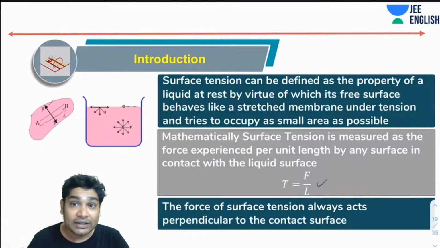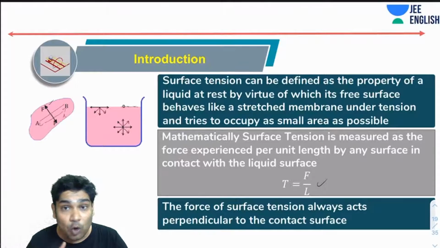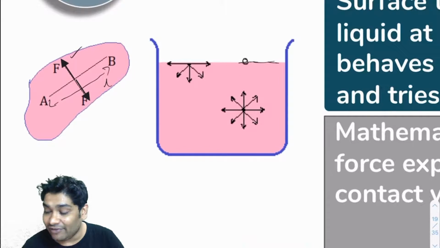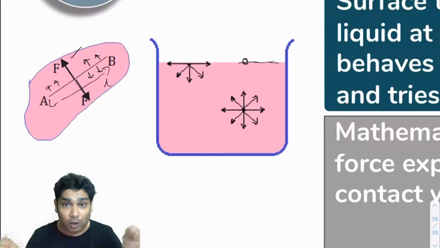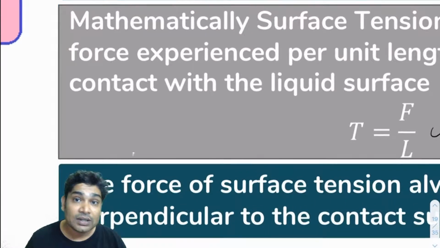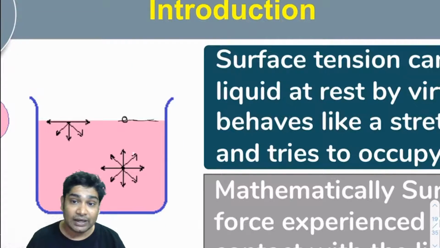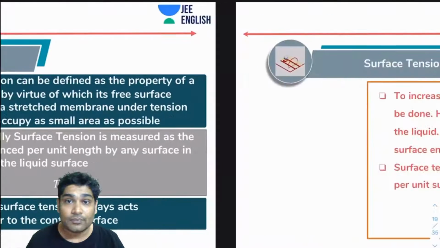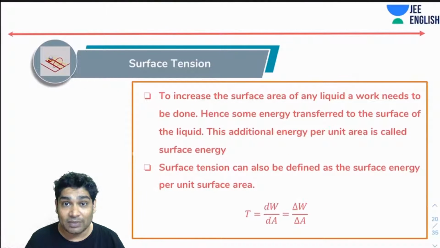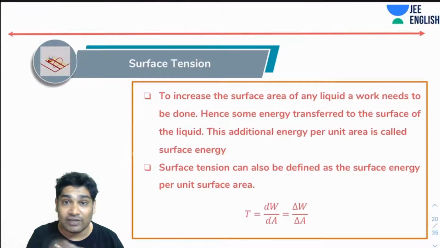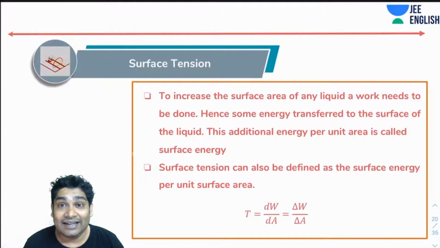Now please note that the force of surface tension always acts perpendicular to the contact surface. At every point the force would be acting perpendicular, on this side also and on this side also. So surface tension always tries to pull. Two things you need to remember: surface tension always tries to pull, and it always applies perpendicular to the length. Surface tension is always a perpendicular pull force. Okay, next, let's move forward.